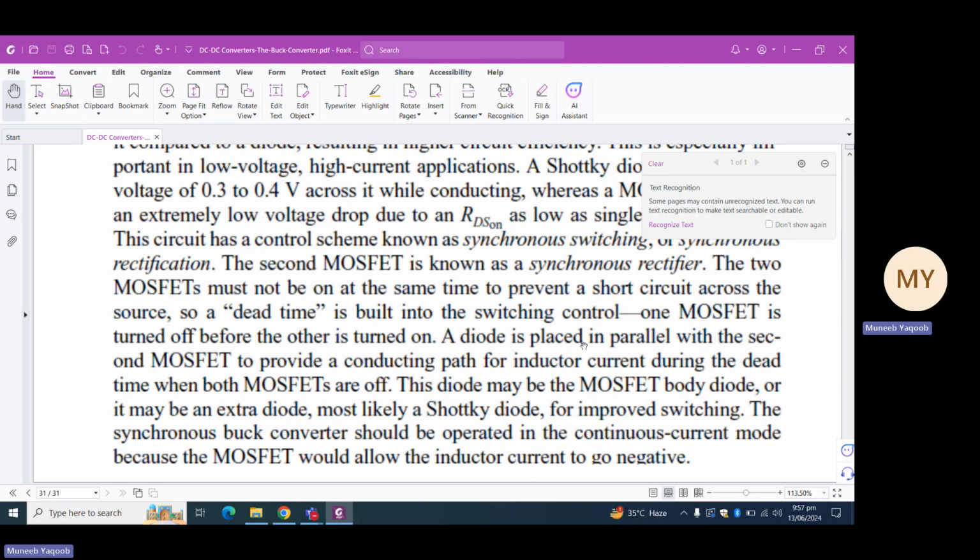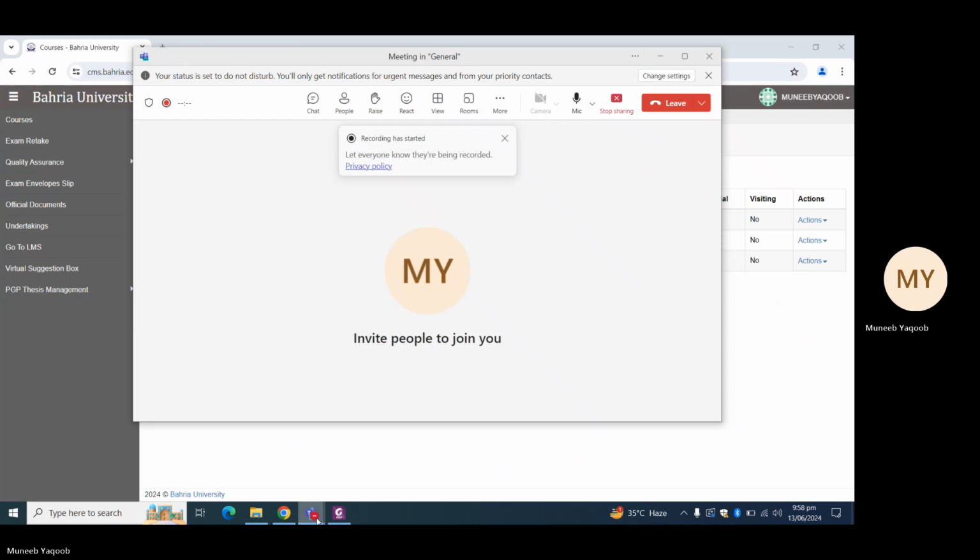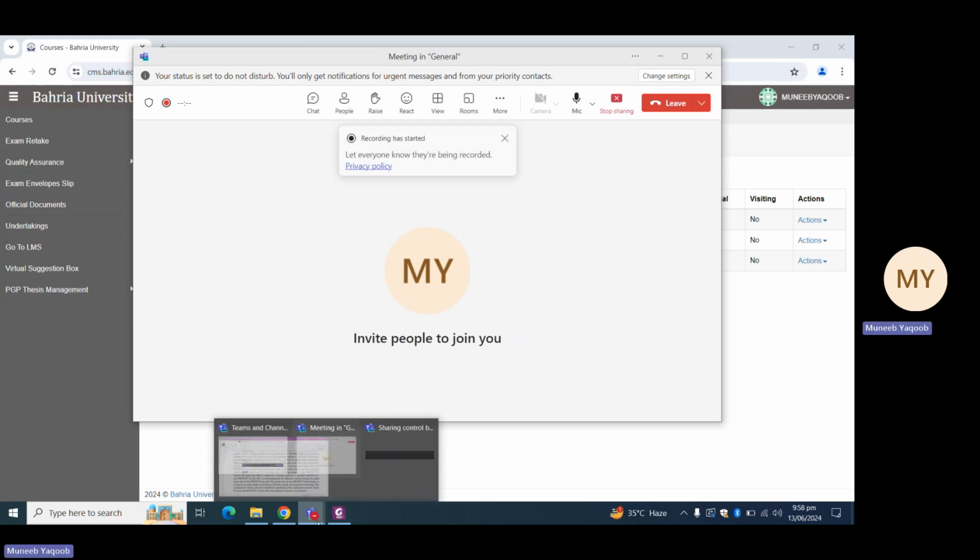So in the next lecture, we will study the boost converter, and we will also perform some numericals that are related to the design of the buck converter. So let me open the slides of the next lecture. Just wait for a minute.